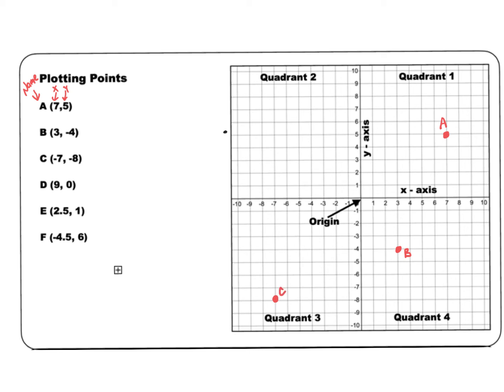If we have a 0, like the next one, point D, we leave that right on the axis, because 0 on the y means it doesn't go up or down any. So this would be (9, 0) right here. There's D. Sometimes we don't have points that are exactly on the line, so I gave us a 2.5 here. That means right in the middle of 2 and 3 on the x-axis. So 2.5 and up 1, we'd have E.